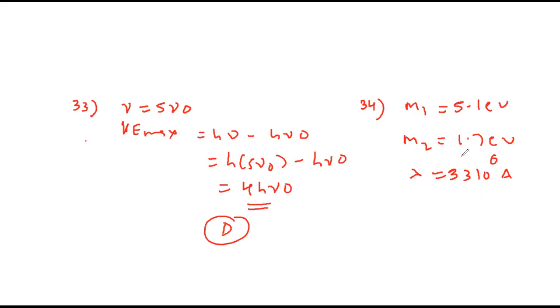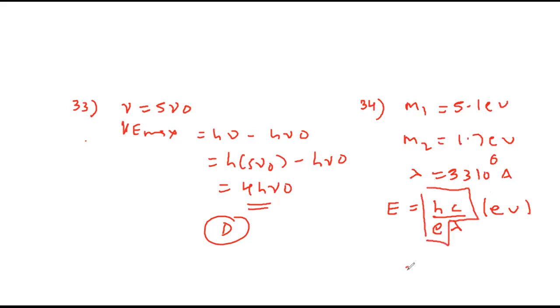See, if the energy of light incident is greater than the work function, then it will emit. So I am finding the energy of the photon. It is hc by lambda in joule. I am dividing by e, it will become electron volt.